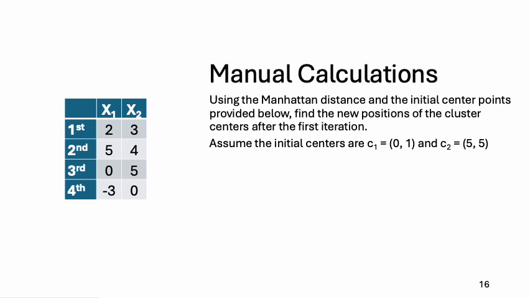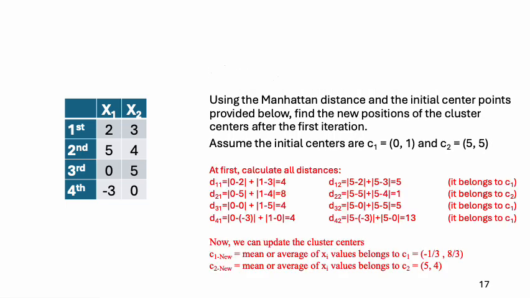Now we will see an example of manual calculation. The question asks us to find how the cluster centers change with one iteration of calculations for the given dataset on the screen. At this point, I suggest you stop the video and do the calculations manually. Then you can continue and watch the solution.